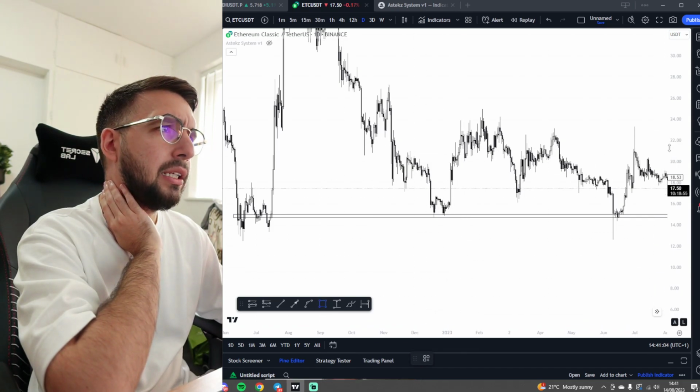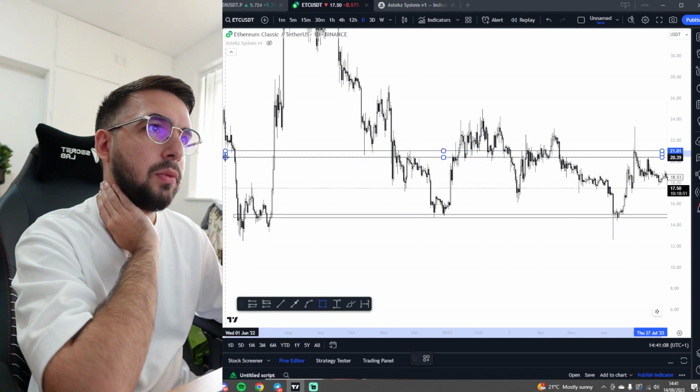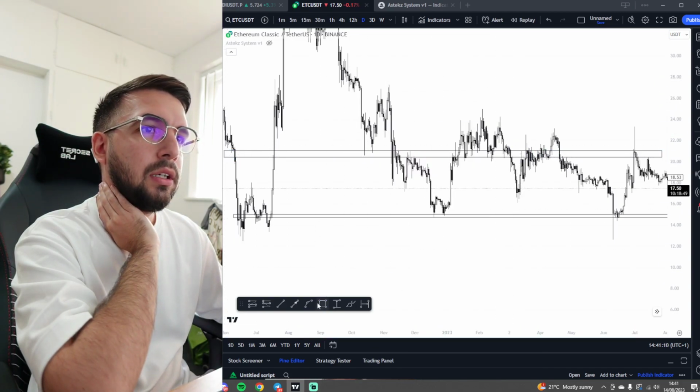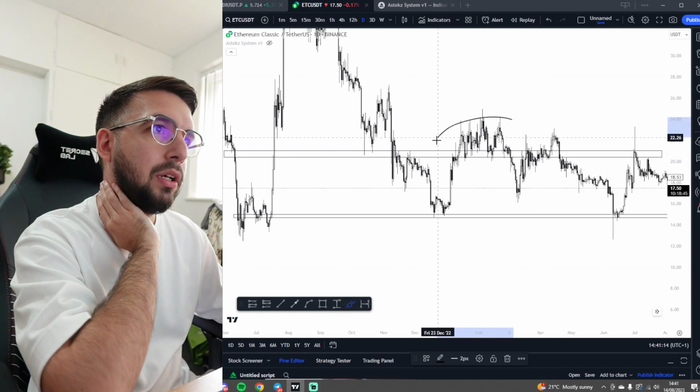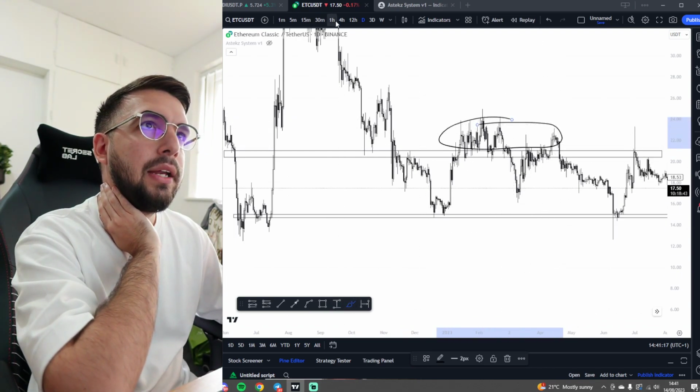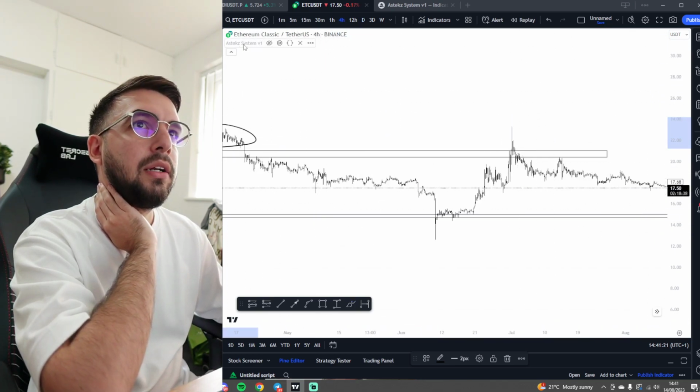Now let's just put in a level across here because we'll need that for future reference. We can say that anything up here is just pure chop and we don't want to be trading in it. And then let's move back to the 4 hour and analyze the price action.